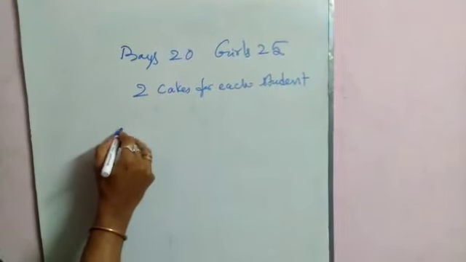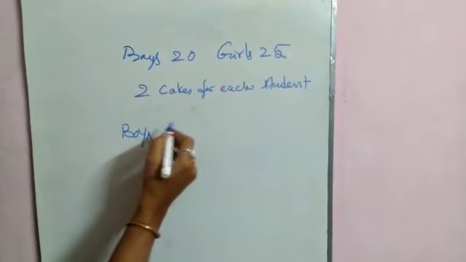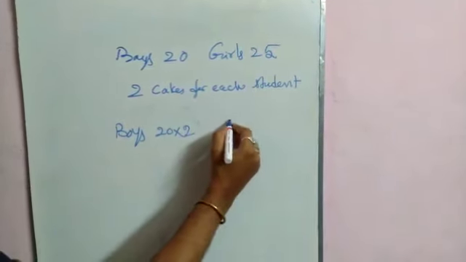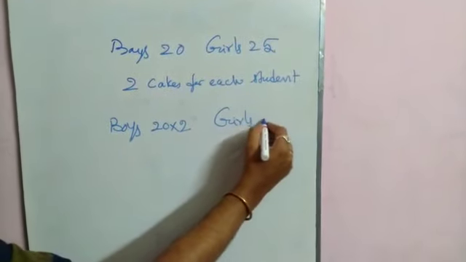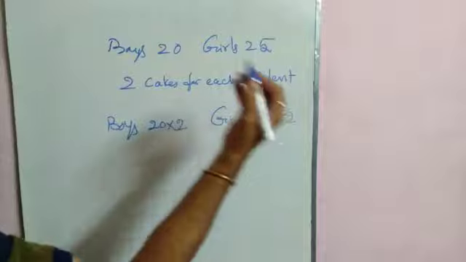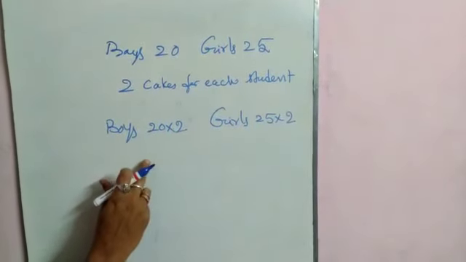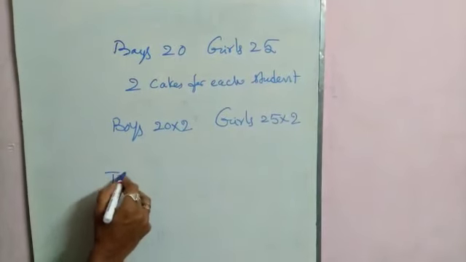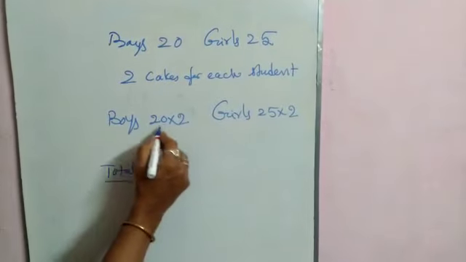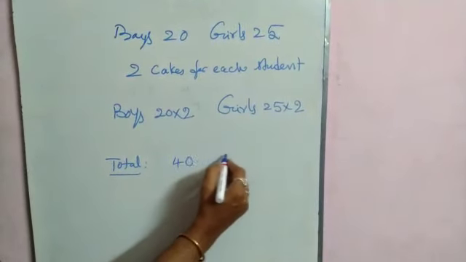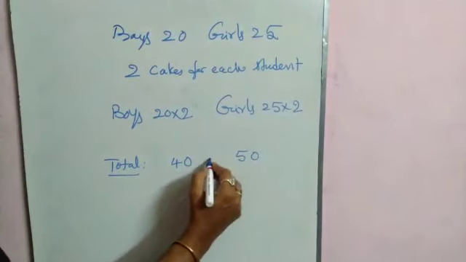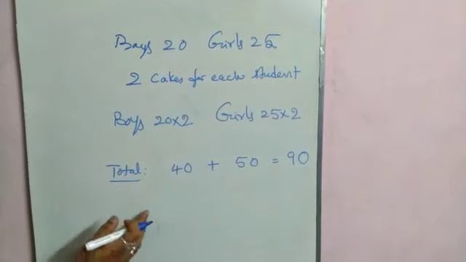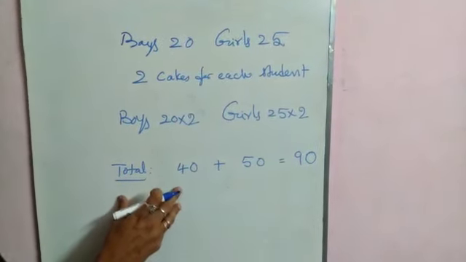So there are 20 boys. How many cakes will he give? 20 into 2. Then for girls, 25 into 2. So how many cakes will he buy in total? Here we take 40 for boys and 50 for girls, adding both. So we get 90 cakes he has to purchase for his friends, including himself.